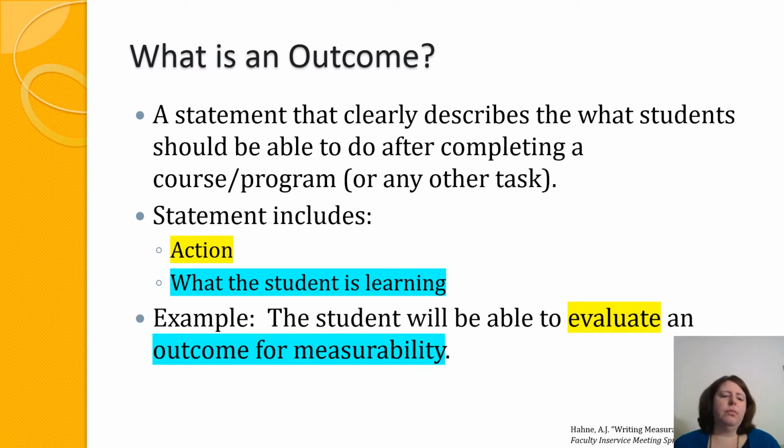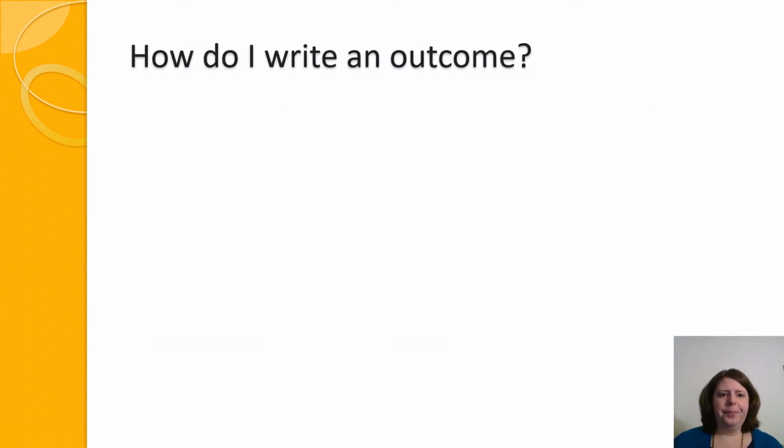An example using what we're doing today: the student will be able to evaluate an outcome for measurability. Evaluate is our verb. It's clear as to what the student should be doing. And then what we are doing is looking at the measurability of an outcome. So that's our content, or what the student will be learning.